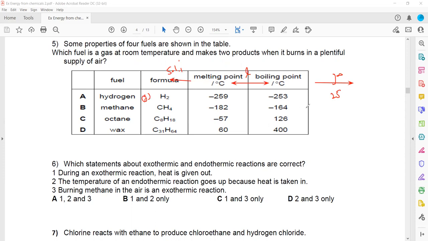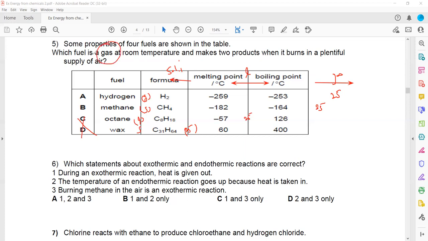For methane, 25 will come after the boiling point, so methane will also be a gas. For octane, 25 will come between the melting and the boiling point, because it is minus 57 and 126, so it will be a liquid. And here, 25 will come before the melting point, so it will be solid. So C and D cannot be an answer because we want a fuel which is a gas.